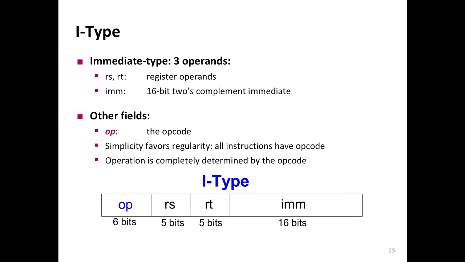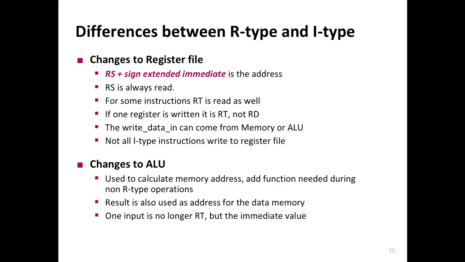So we need to make some modifications to the ALU and the register file, to make things faster. Unfortunately, this part is in the dark, but that's okay. So what are the changes that we need to make in the register file?